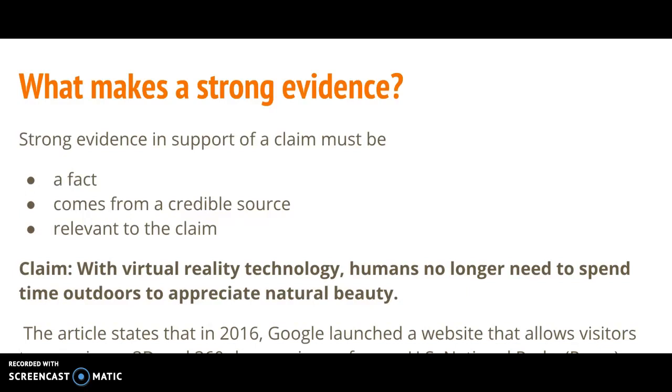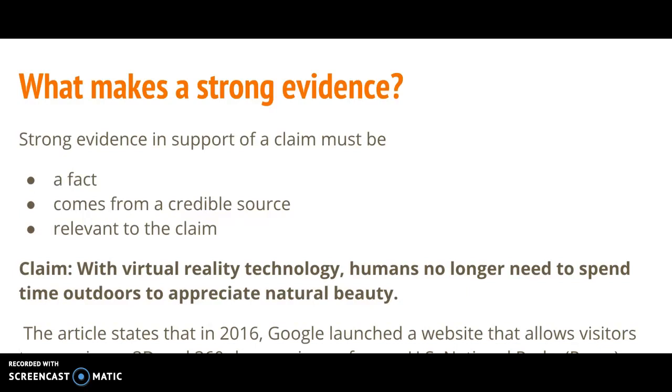Right now, everyone should have a topic that they're focusing on. And again, the topic is your opinion and your reason. So we have a topic sentence, but we need evidence to back up our opinion. Strong evidence is a fact, comes from a credible source, and is relevant to the claim. Fact meaning you can use many different sources and they basically say the same thing.